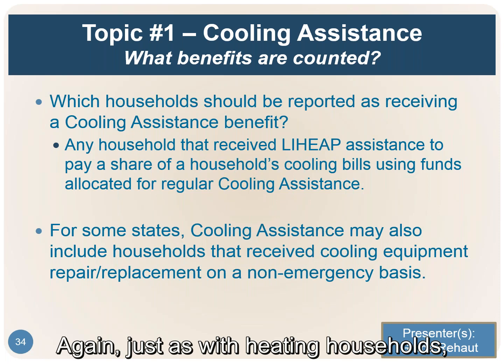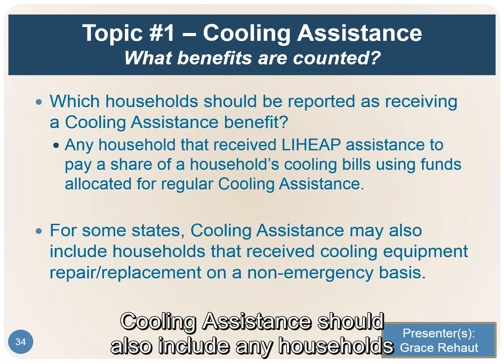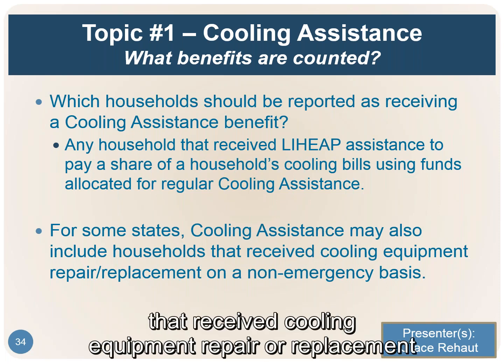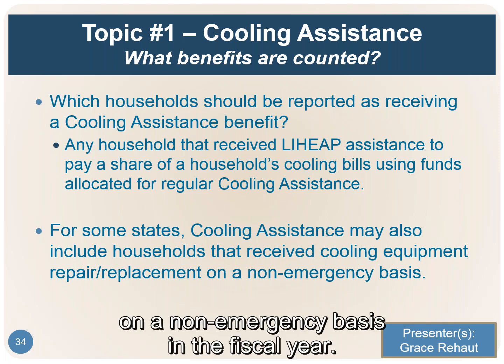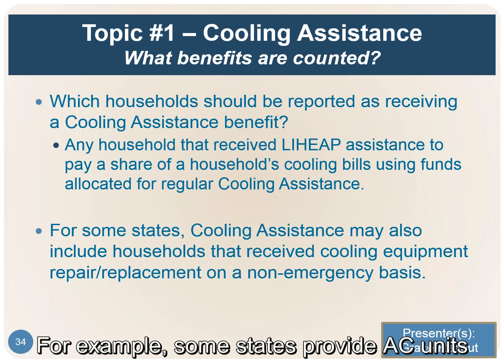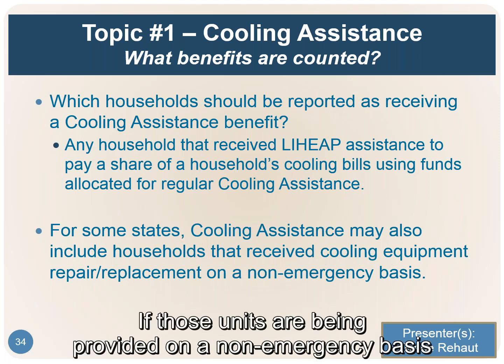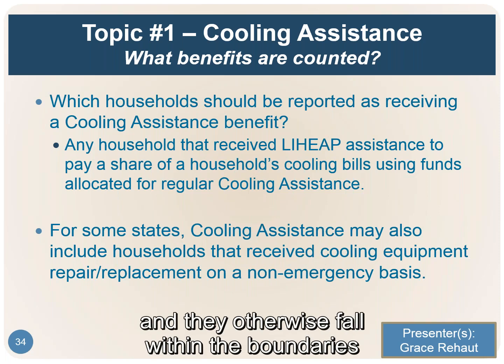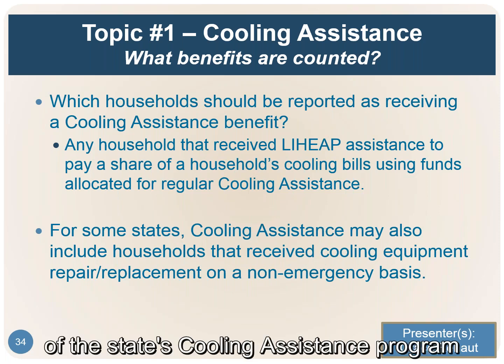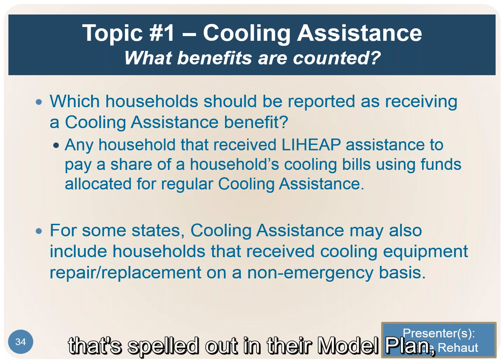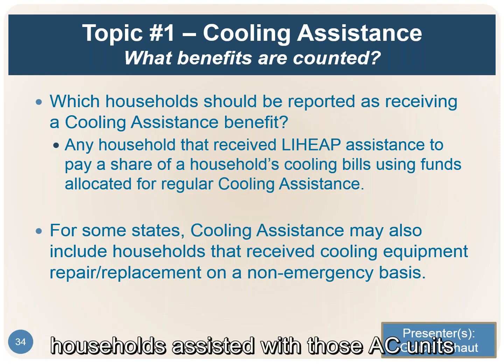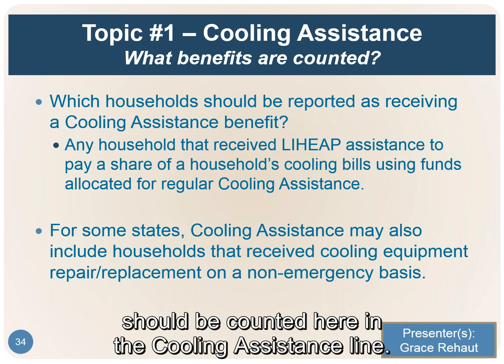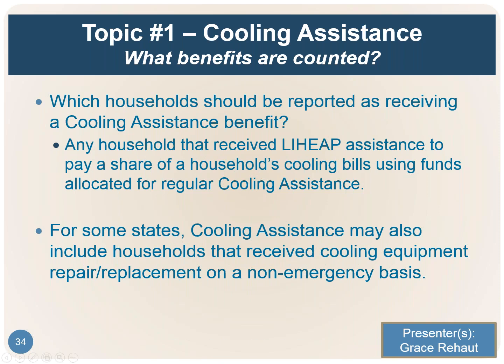Again, just as with heating households, cooling assistance should also include any households that received cooling equipment repair or replacement on a non-emergency basis in the fiscal year. So for example, some states provide AC units to households in need. If those units are being provided on a non-emergency basis and they otherwise fall within the boundaries of the state's cooling assistance program that's spelled out in their model plan, households assisted with those AC units should be counted here in the cooling assistance line.